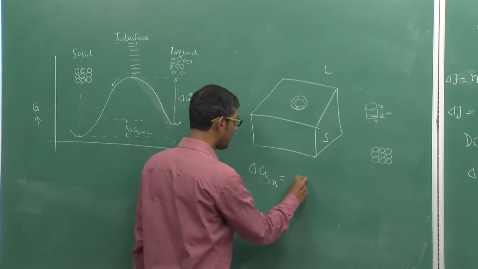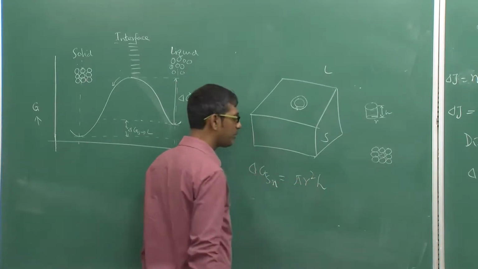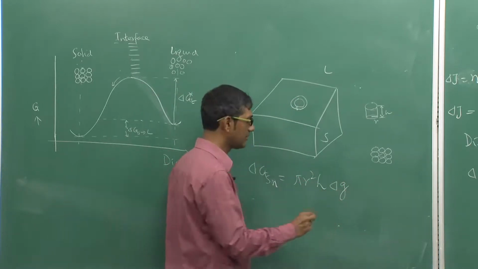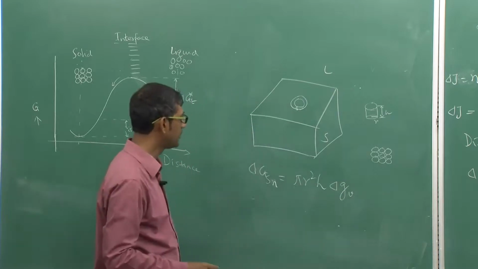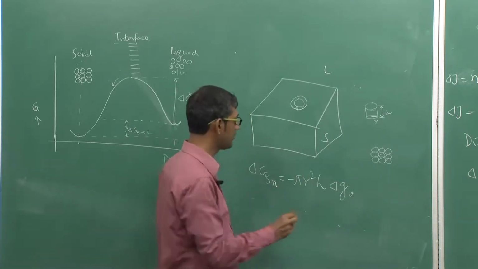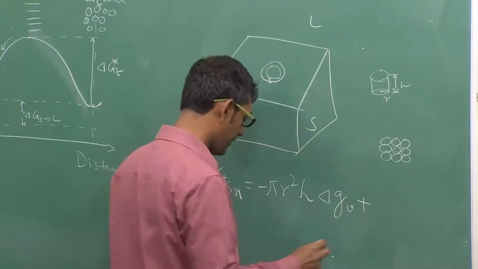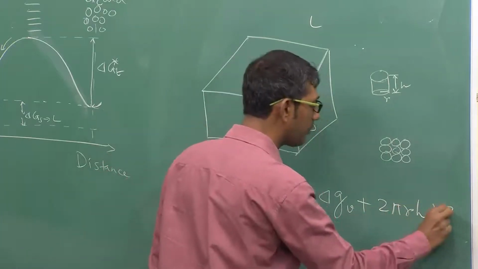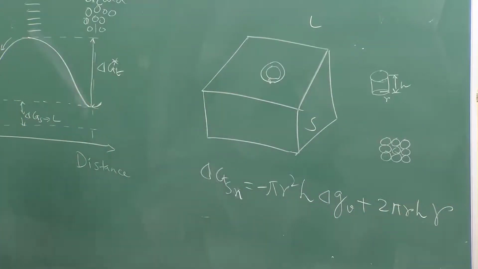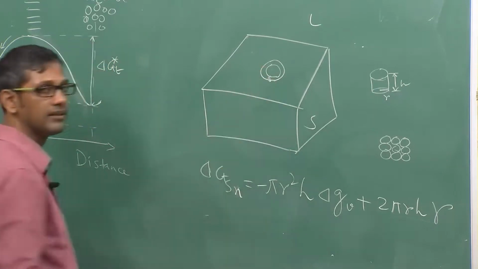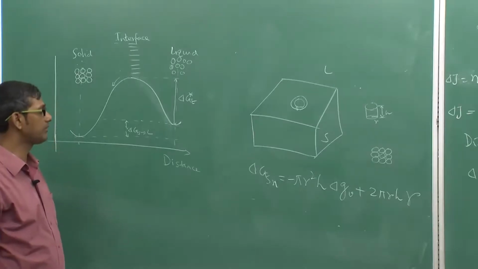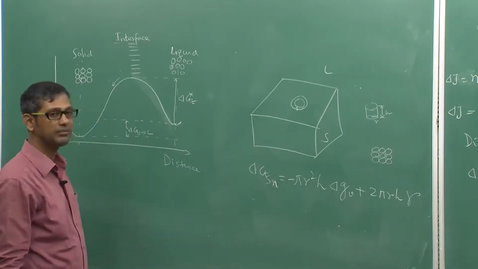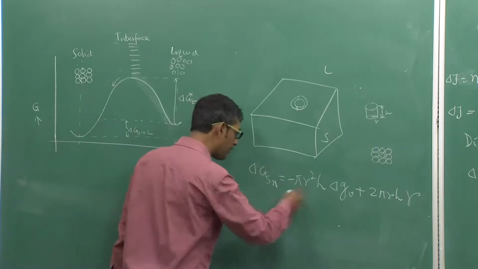So let us write down the volume. Volume is pi r square h multiplied by delta G_V, the energy per unit volume. This is minus, obviously, for the nucleation, plus you are creating a surface area, twice pi r h, multiplied by the interfacial energy between this solid and that. That is a very important factor. So that is the total energy of the surface nucleated cluster. Okay. Now you can do all the mathematics on that.